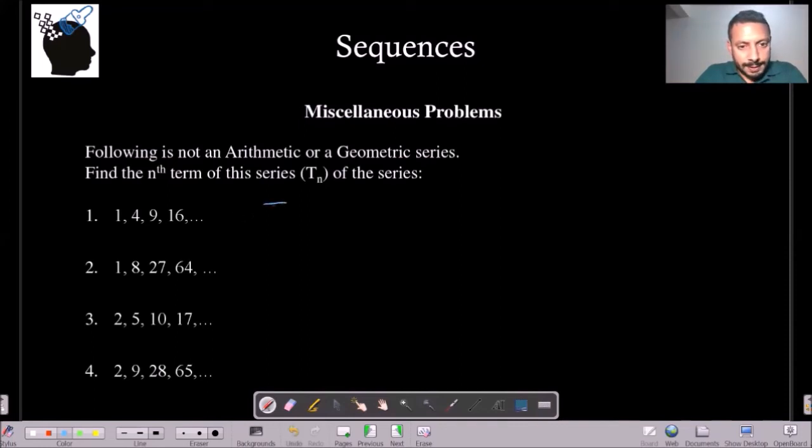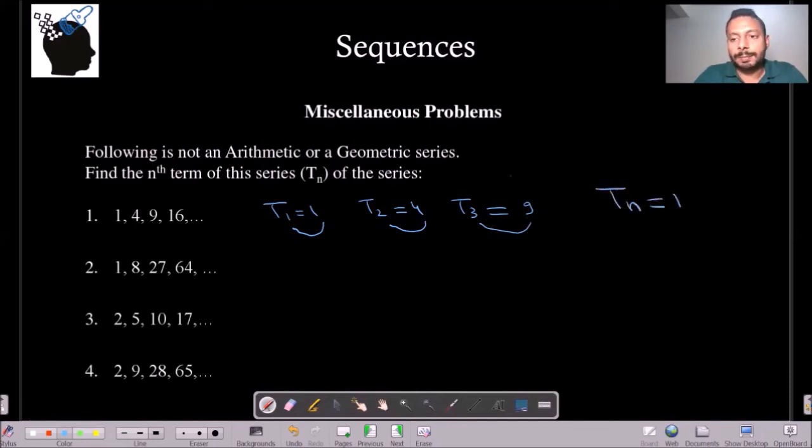If I look at the series, the first term is 1, the second term is 4, the third term is 9. Now in this problem, you have to relate the term number with the actual term. So let's try to do that. We see 1 is nothing but 1 square, 4 is nothing but 2 square, 9 is nothing but 3 square. So we can write the nth term as n square.